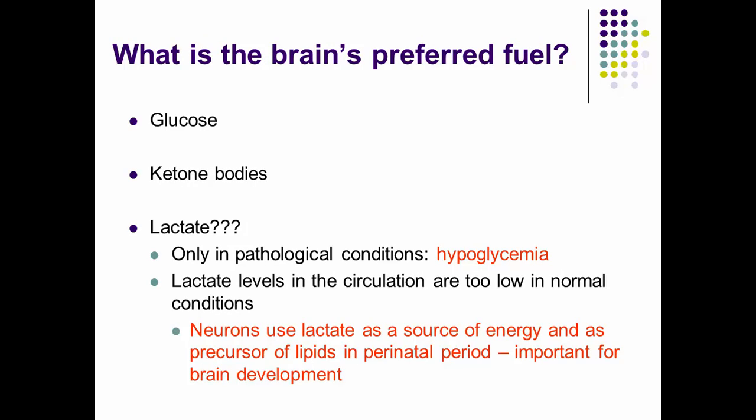So here's a question. What is the brain's preferred fuel? Glucose, right, of course, and it heavily relies on glucose, and ketone bodies and lactate sometimes. Only under very specific conditions, particularly pathologic conditions like hypoglycemia, when there is a very, very low blood glucose level, the brain can also pick up some lactate and utilize it as energy, right?